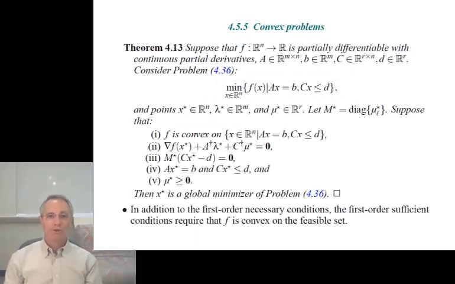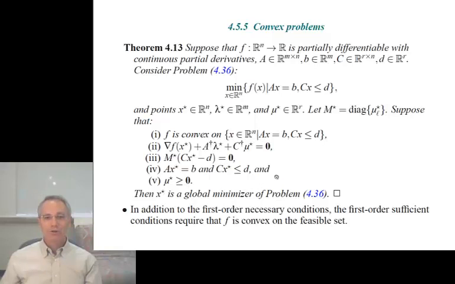Let's specialize for a moment to convex problems. That is to say, f is partially differentiable with continuous partials, A, b, C, d appropriate matrices, and we want to find the minimizer of f subject to Ax equals b, Cx less than or equal to d. If f is convex on the feasible set, and if x star, lambda star, and mu star satisfy the first order necessary conditions, then x star is a global minimizer of our problem.